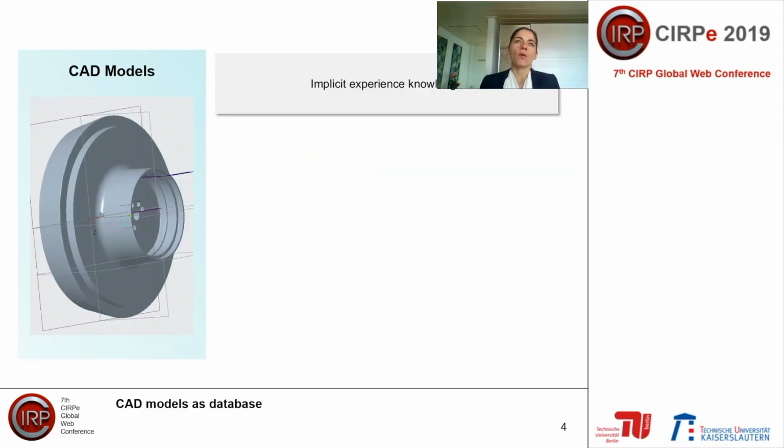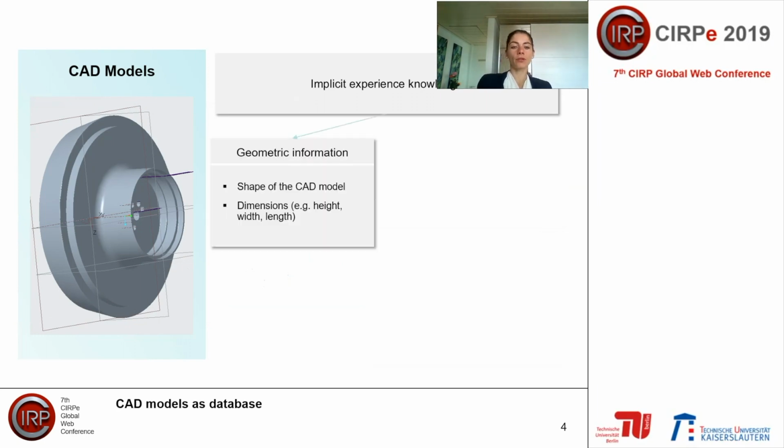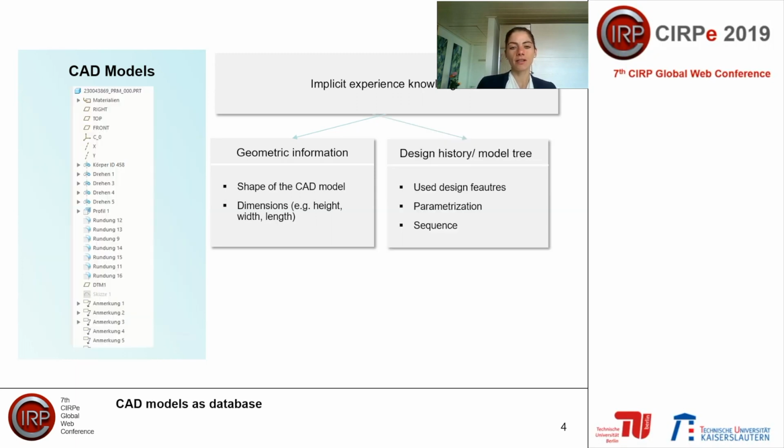So our database, just like I said, mainly consists of CAD models, which contain implicit experience knowledge of designers. On the one hand, in the form of pure geometric information, for example, information about the shape of the CAD model or the different dimensions, like height, width, and length. And on the other hand, this is the so-called design history or model tree, which is the sequence of design features a designer used to build up this CAD model. And the model tree also contains the corresponding parameterization of those features. You can imagine a feature, for example, like extrusion of a cuboid, or a drilling, or for example, a rounding.